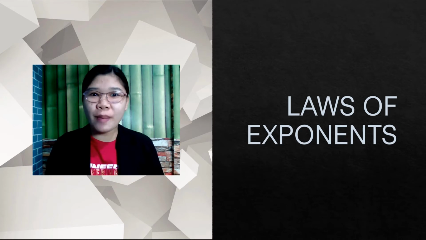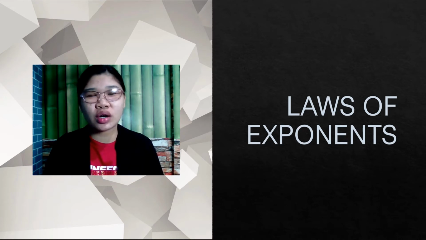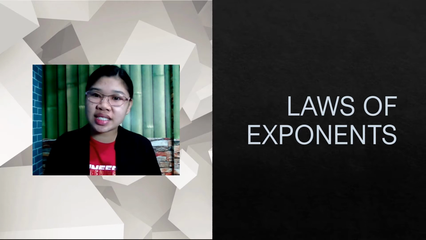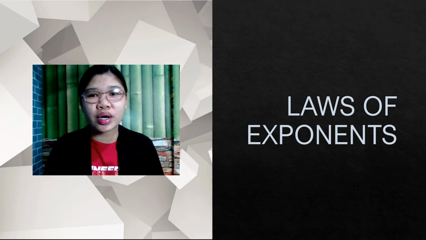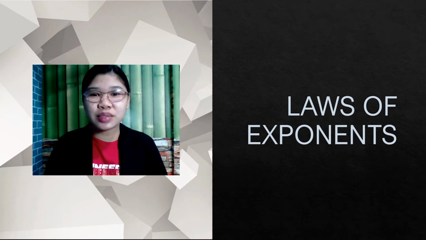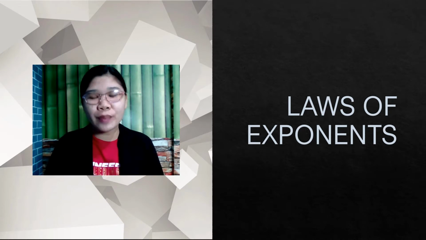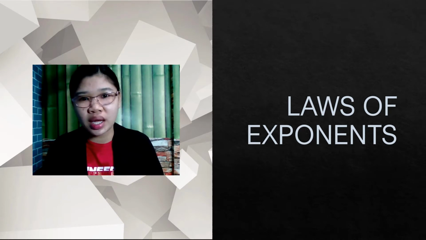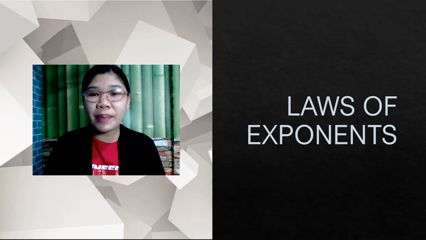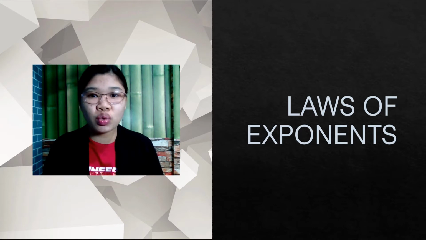So first up, we have the laws of exponents, wherein exponents are also termed as power or index. The exponent of a number, as defined, says how many times to use the number in a multiplication. So for example, we have 8 squared, wherein the base is 8 and the power or our exponent is 2.